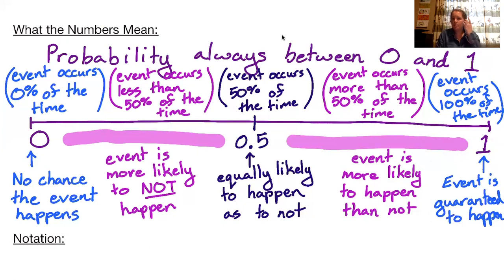Right? So this is sort of how we can interpret various probabilities. We can think of it in terms of percent, the percent of time we would expect the event to occur, or just in terms of, is it more likely to happen than not, or is it more likely not to happen?